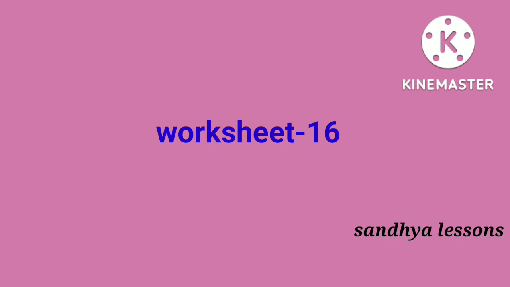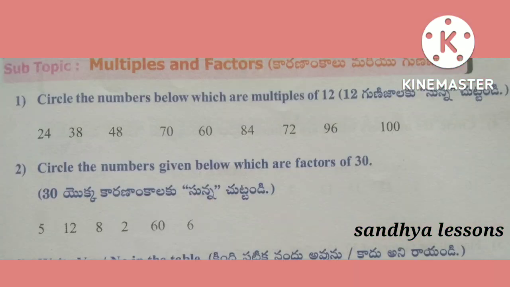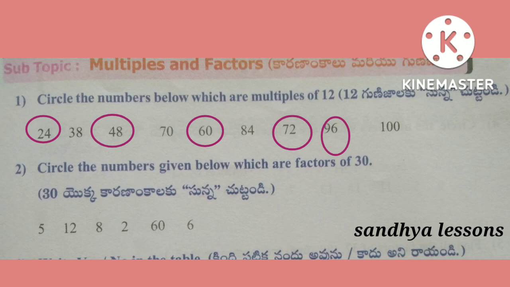Worksheet 16. First question, circle the numbers below which are multiples of 12. Numbers which are multiples of 12 are 24, 48, 60, 72, 96. Second question, circle the numbers given below which are factors of 30. Factors of 30 are 5, 2, 6.